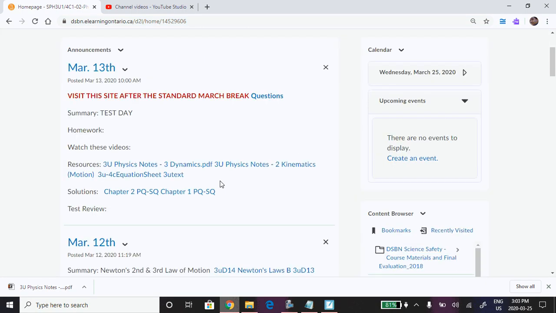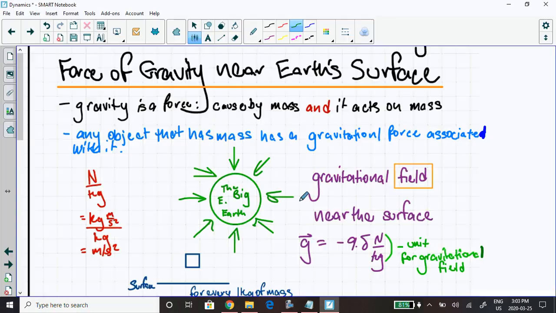If you take a look here, here are the notes that we're going to be using right now. 3U dynamics in PDF format. Here were the previous notes, but we're starting right here. So all the notes that we're going to be using, they are available online. I'm going to be adding to them during these videos, but they are available there.